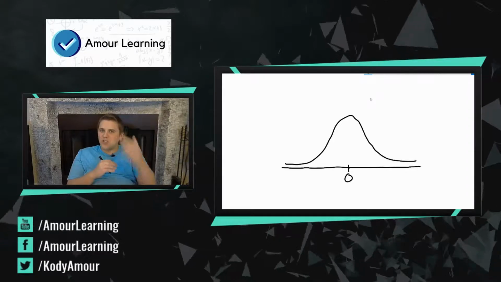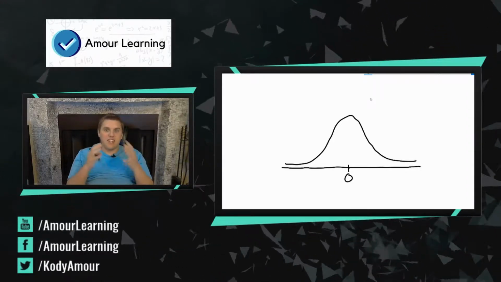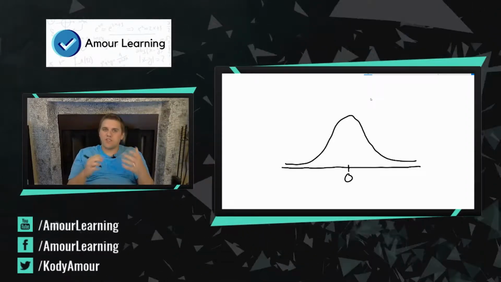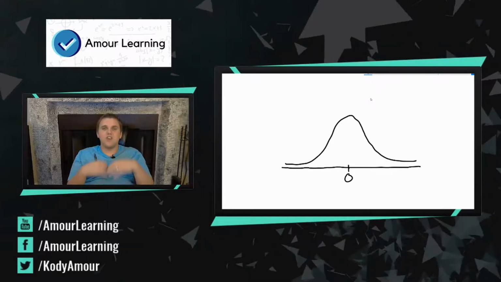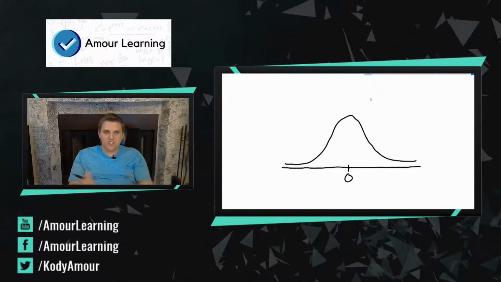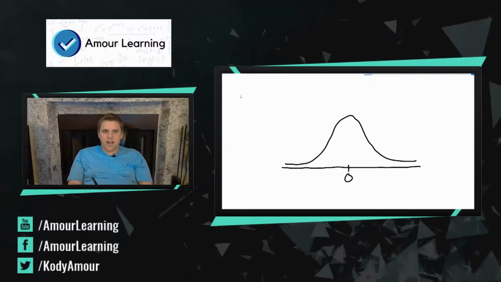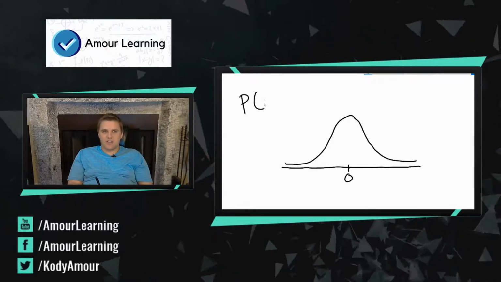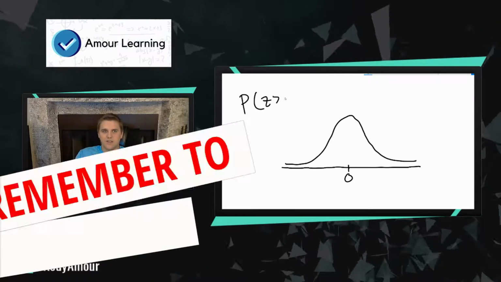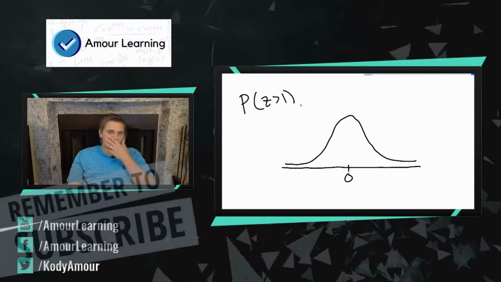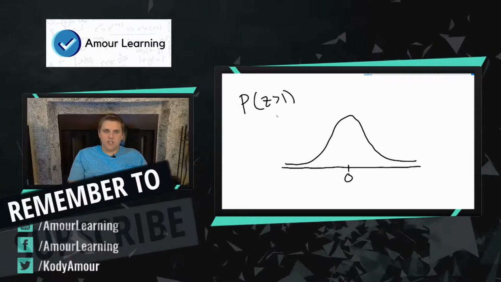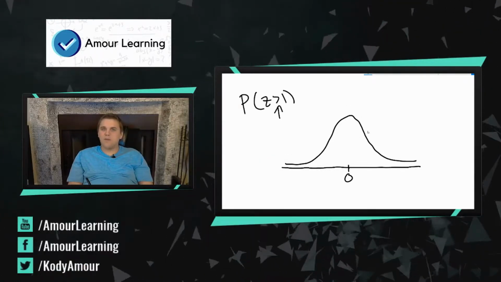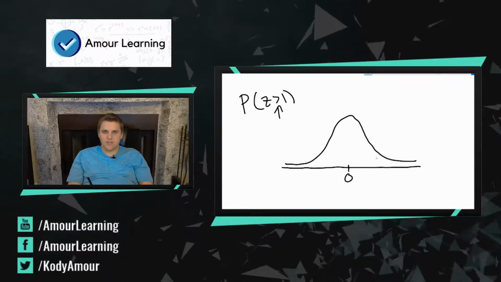So far we've worked with areas to the left of certain z-scores. If I give you a z-score and ask you to find the area to the left, we know how to do that. We can just use our chart. But let's say I wanted you to find the area to the right of 1. Notice that I used the greater than symbol, and I'm going to explain why.